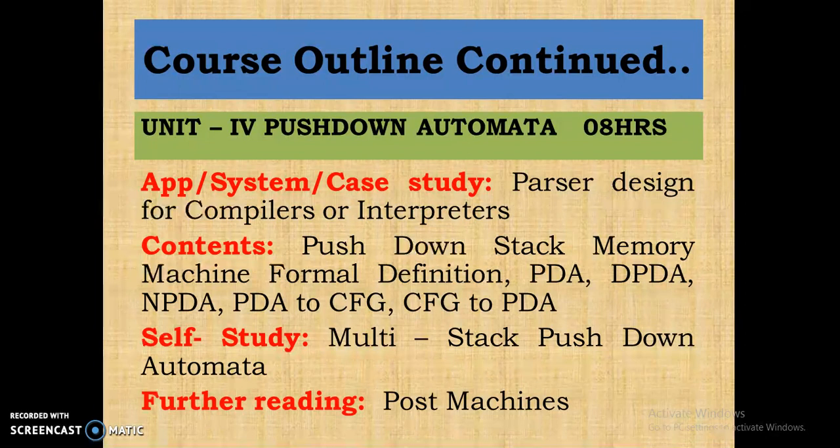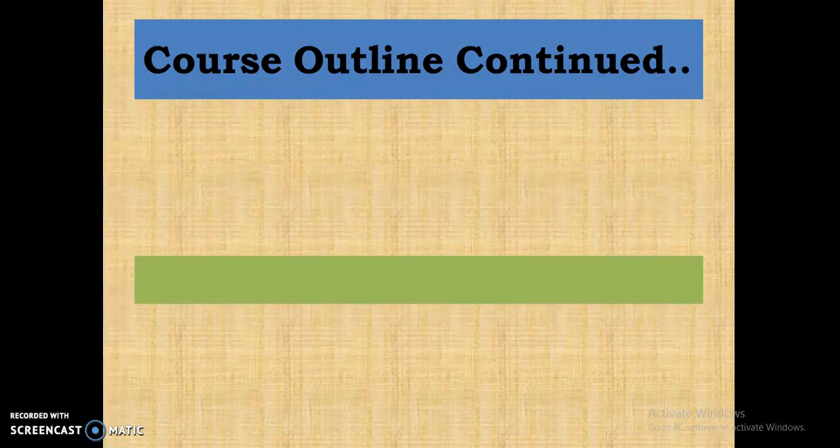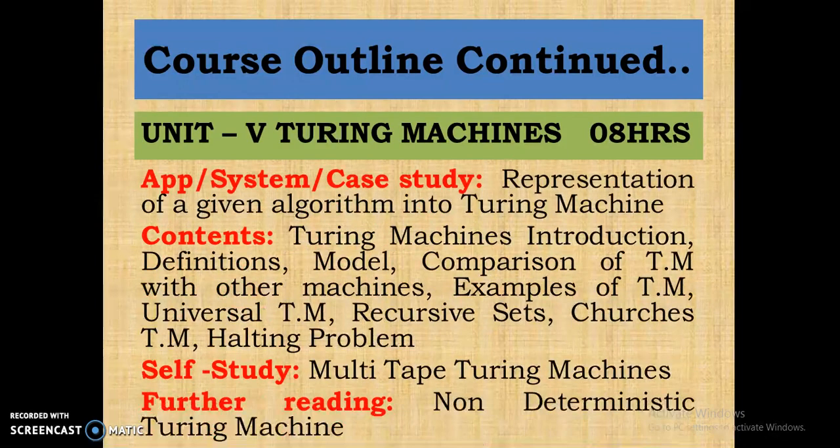Here also you are going to do some further readings. The last unit, unit number 5, will study the Turing machine. The syllabus is there, you can view it. Here you will learn how to construct Turing machines. Some Turing machines are constructed for functions and for recursive sets. You will also look at what the halting problem is. And for self study, you will learn about multi-step Turing machines.